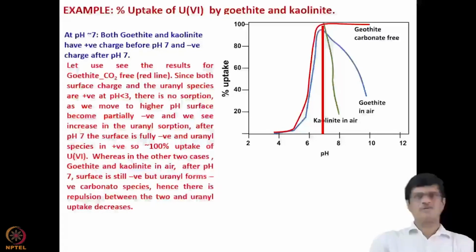Now if you have kaolinite in air, similar behavior is observed. Like goethite, initially you have uptake starting from around pH 4 and going up to pH 7, and then there is a relatively more steep decrease in the uptake of uranium. That means uranium is coming out of the kaolinite phase.